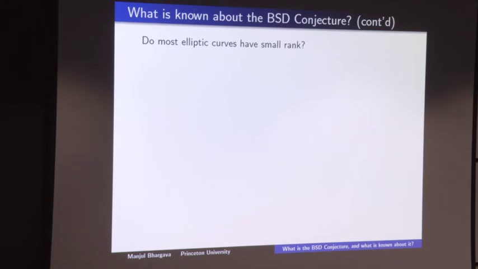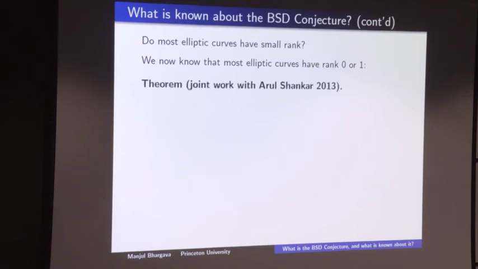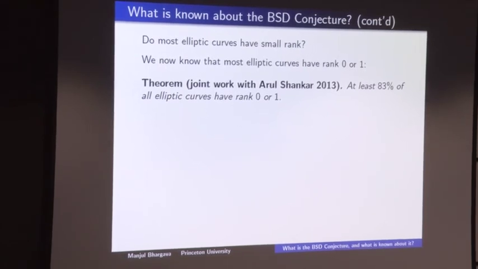So the first question is, do most curves have small rank? One of the things that we've been discussing this week is that we now know that most elliptic curves have rank 0 or 1. So it seems probable that those theorems that we know about BSD do apply. This is joint work with Arul Shankar, which we finished in 2013. What it says is that at least 83% of all elliptic curves, when you order them in this way, of increasing coefficients, have rank 0 or 1. So most curves do have rank 0 or 1.